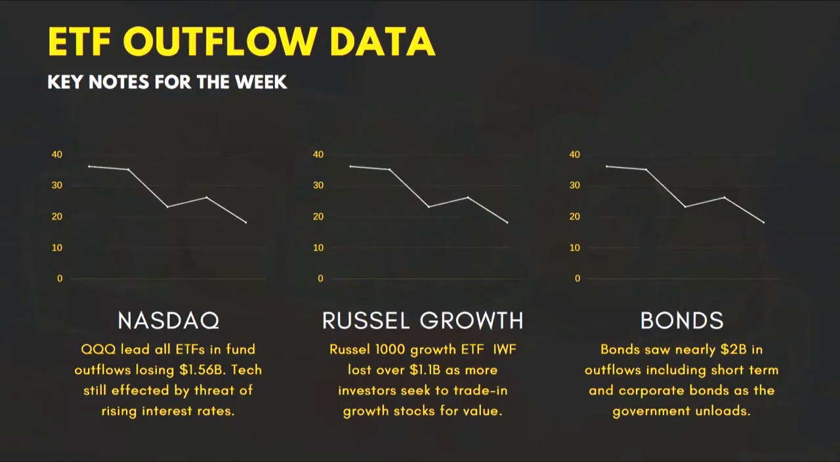Now, our outflow last week was led by none other than the QQQ. We saw $1.5 billion lost in tech, still affected by threats of rising interest rates. We also saw the Russell 1000 growth ETF, IWF, lost over $1.1 billion as more investors seek to trade in growth stocks for value. This is just what's going on right now. The government has decided they're going to start dumping some bonds. So bonds saw nearly $2 billion in outflows, including short-term and corporate bonds. This is just what it's like right now.